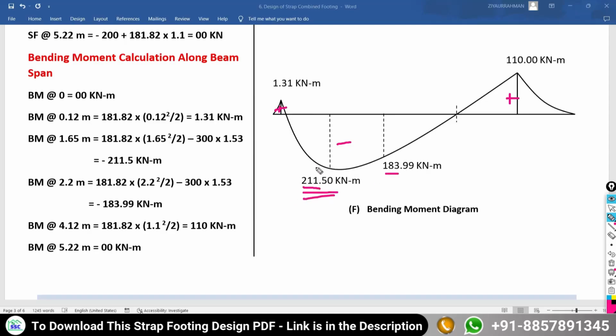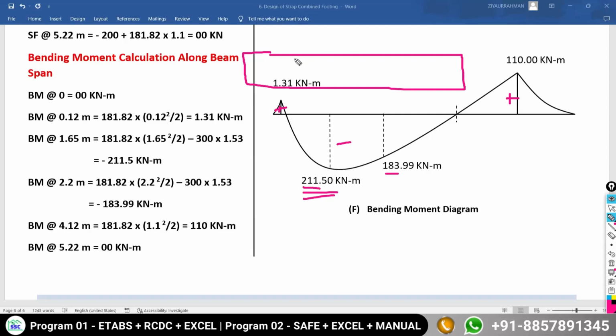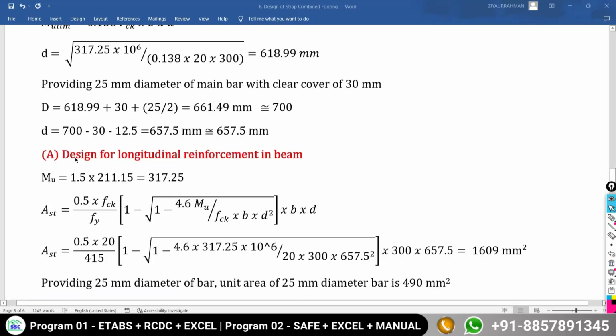Okay, and these are the maximum. Negative moment means the hogging moment. Hogging moment means the reinforcement needs to be provided at the top face of the beam. Suppose this is our beam, and if you are getting the negative moment, it means the designed reinforcements are required at the top face. So for the top face, we are going to find out how much reinforcement is required. So, design for the longitudinal reinforcement in the beam.